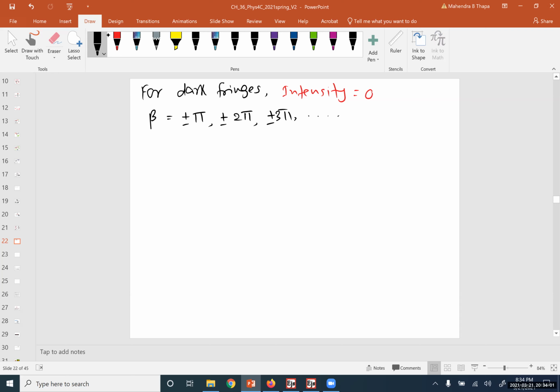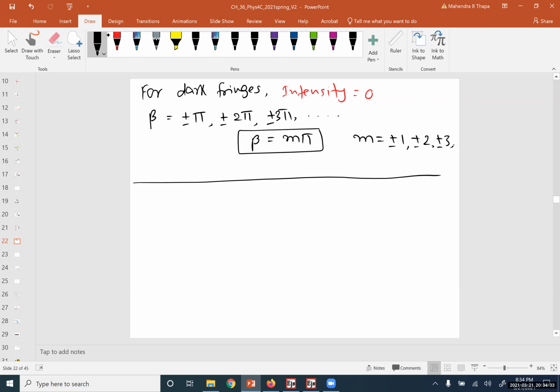So we can say the value of beta is just m pi, and this m is plus and minus 1. It could be plus and minus 2. Plus and minus just represents the two sides of the central bright. Okay, so this is all about the spots where the intensity is going to be 0, for the dark fringes.